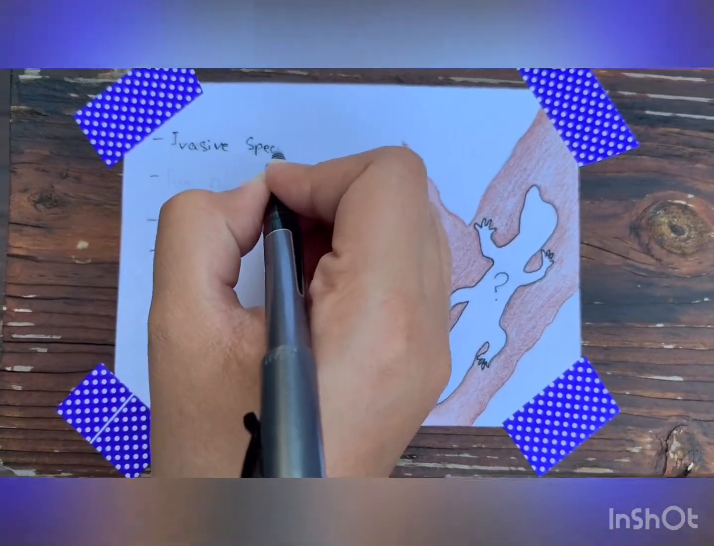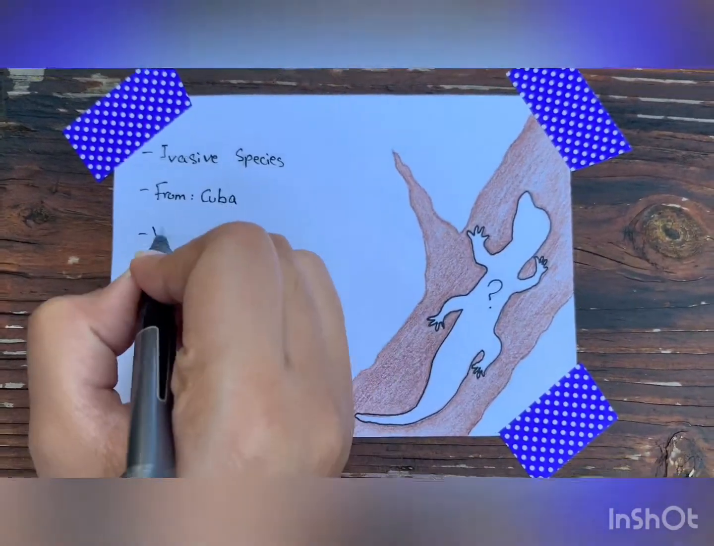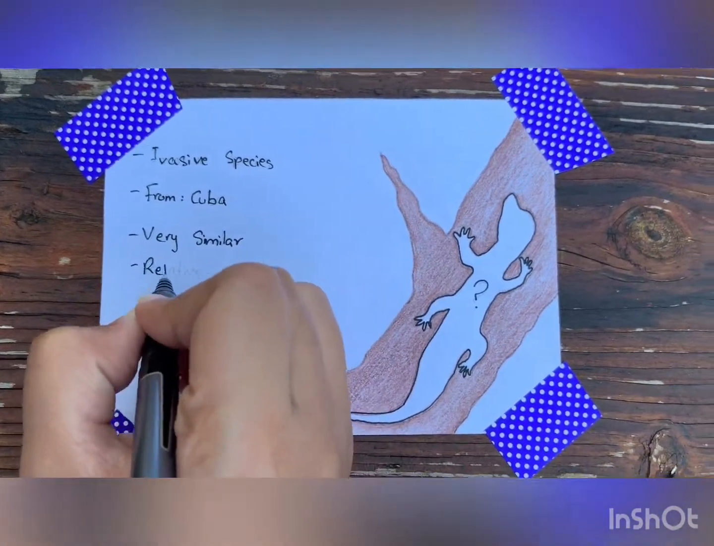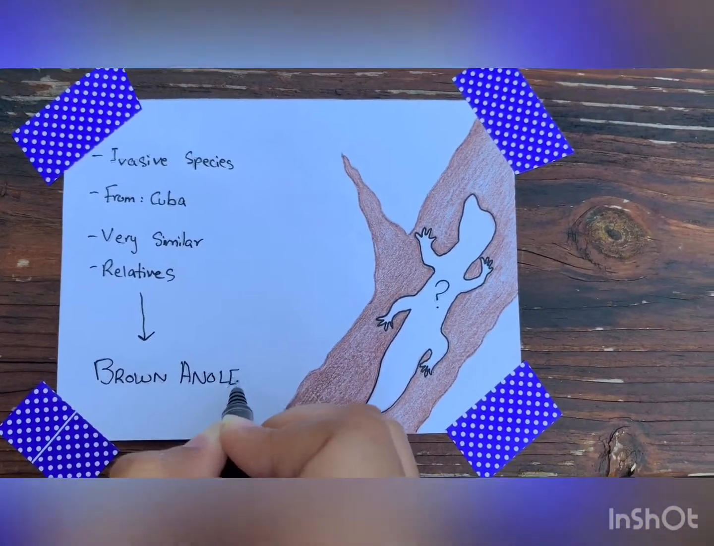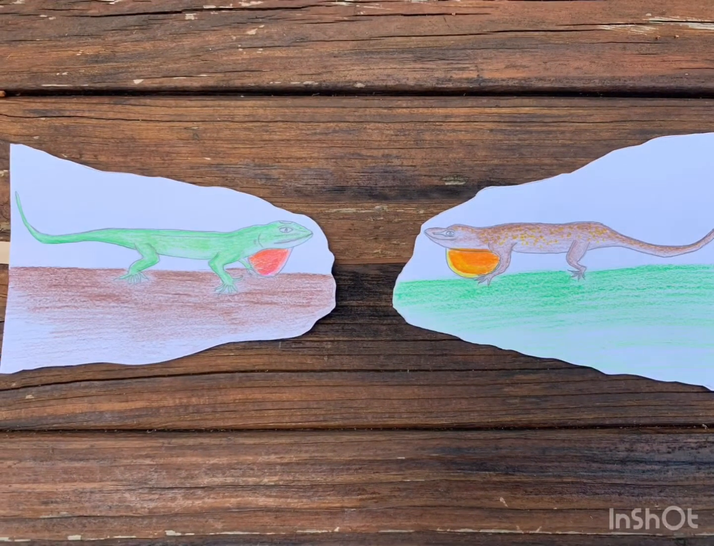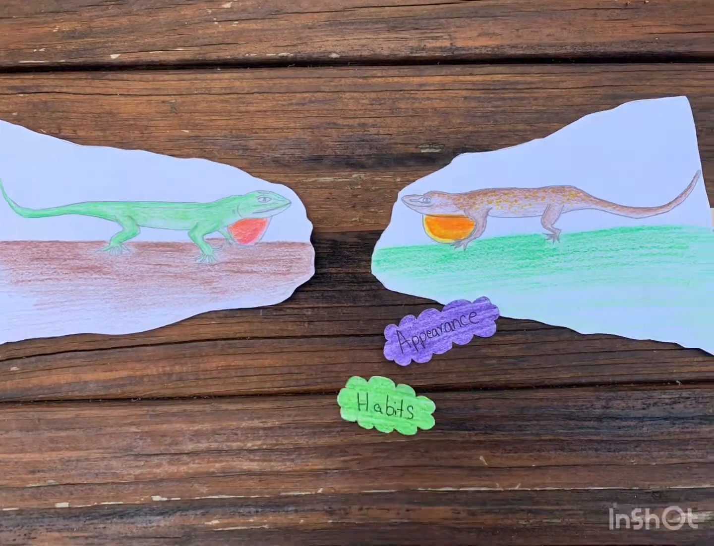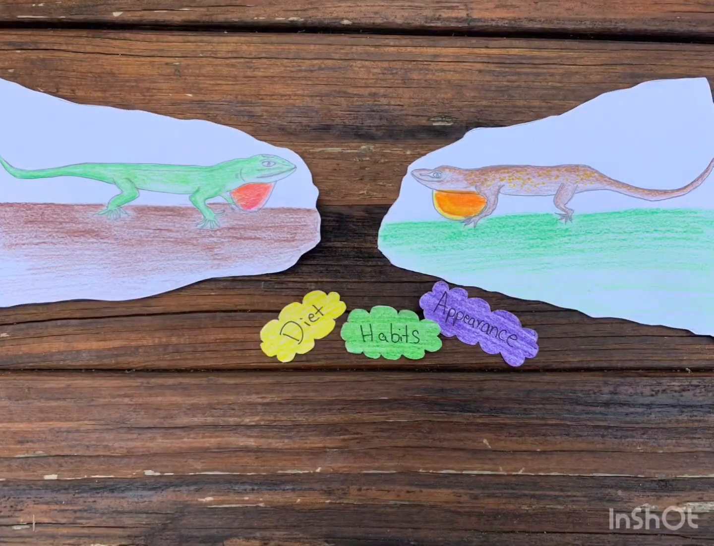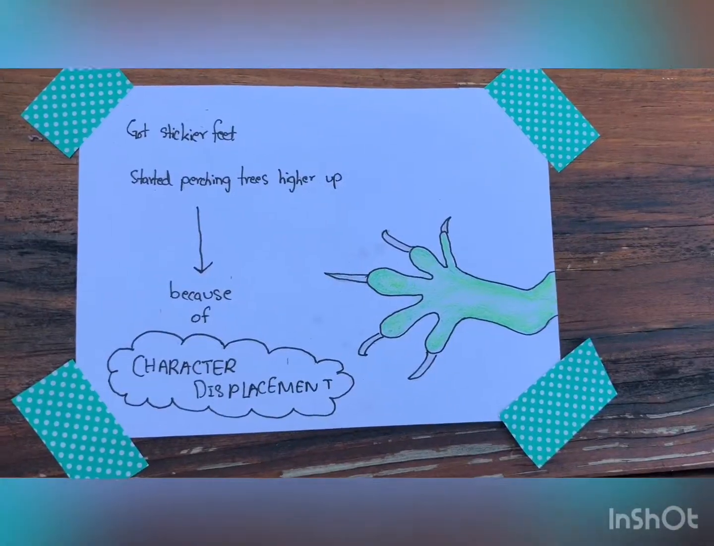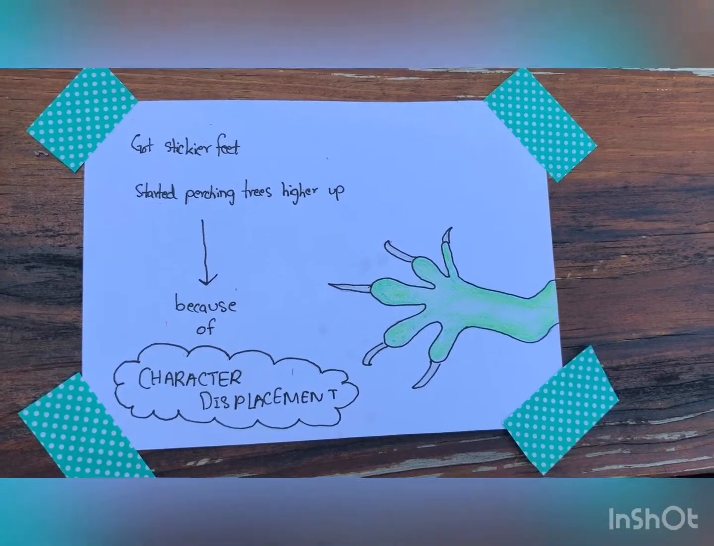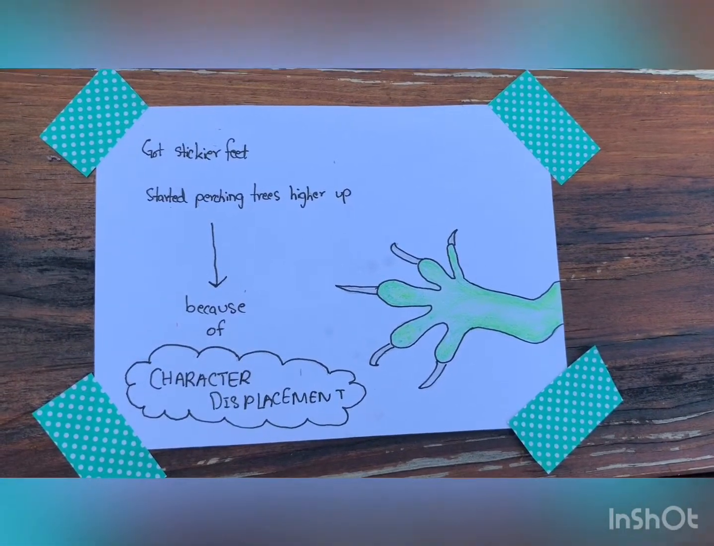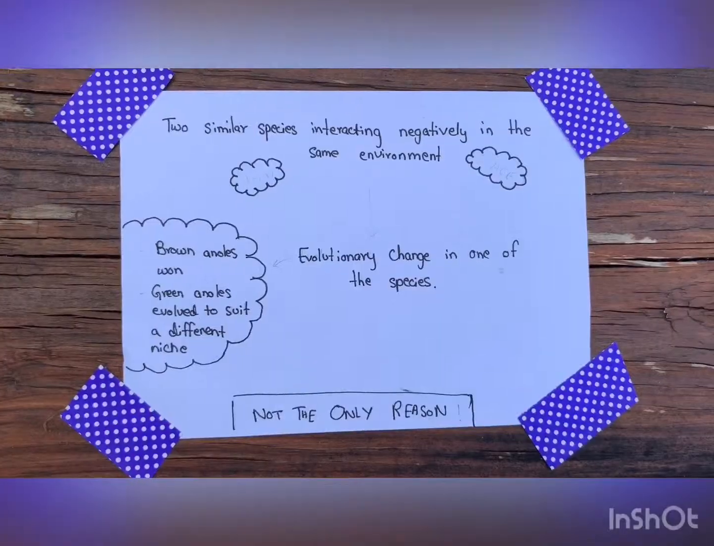It evolved due to an invasive species from Cuba. They were actually very similar and were relatives. This was the brown anole. When the brown anole was introduced to North Carolina with the green anole, this caused some problems because of their similarities. They were similar in their appearance, habits, diet, etc. However, the green anole evolved, got stickier and wider toe pads, and started perching higher up in trees, and this was all because of character displacement.